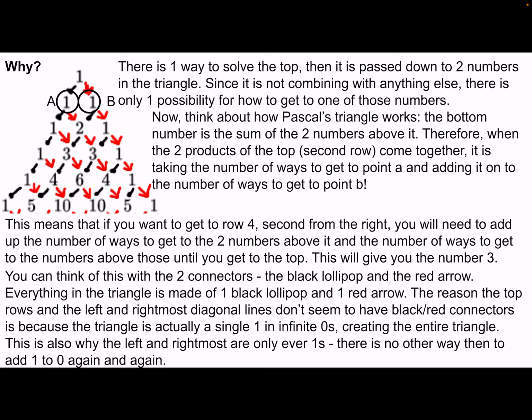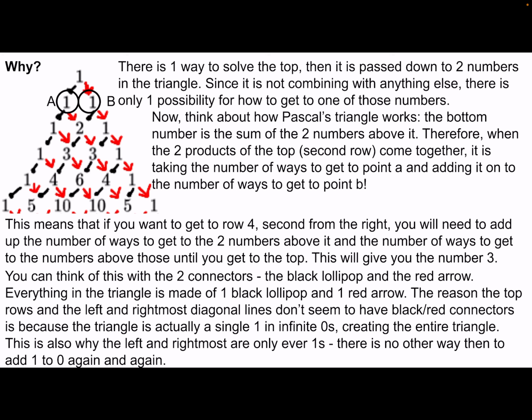So this will give you the number 3. You can think of this with the two connectors, the black lollipop and the red arrow. So everything in the triangle is made of one black lollipop and one red arrow. For example, row 4, second from the right, that's made up of a red arrow from 1 and a black arrow from 2.